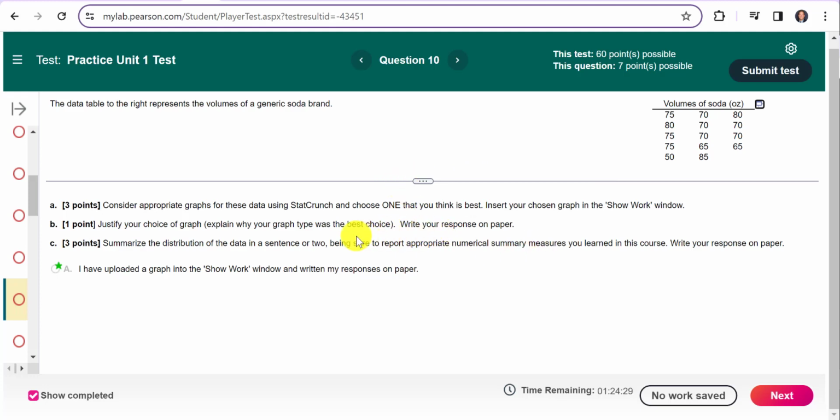And you can say, yeah, just right. Why did you explain that? Because I think the histogram shows the shape of the distribution. And then it says, oh, summarize the distribution in a sentence or two. So I'll go ahead and do that again.